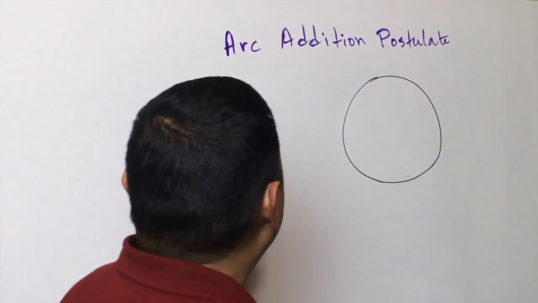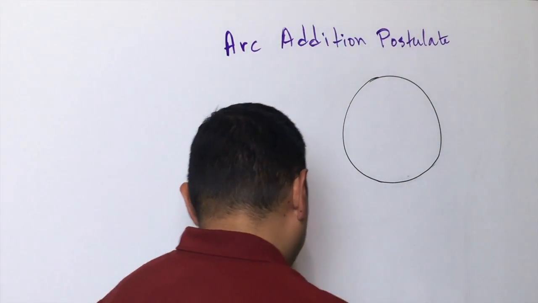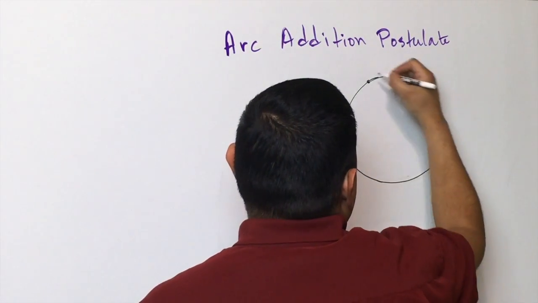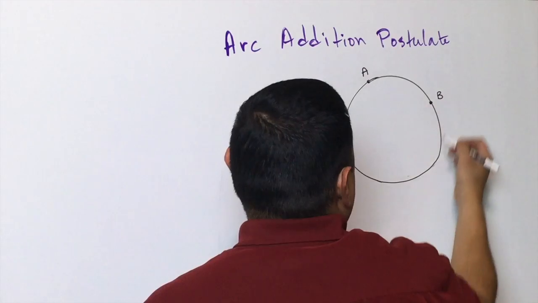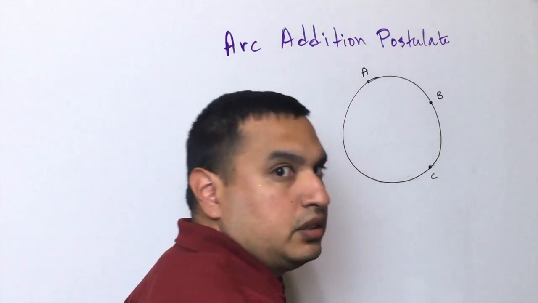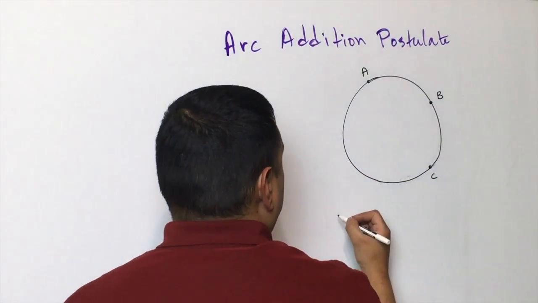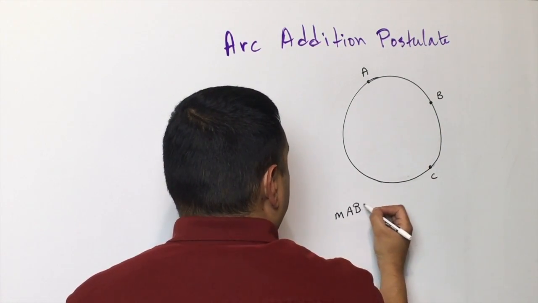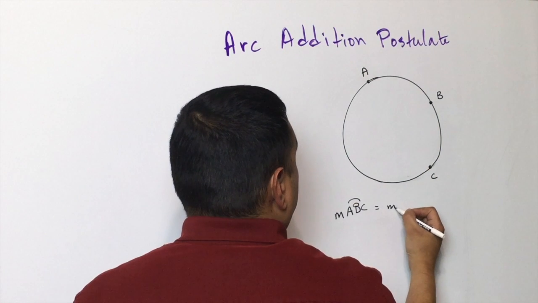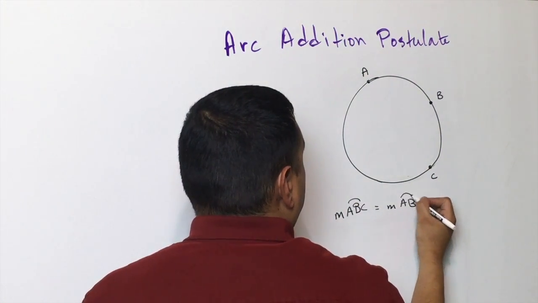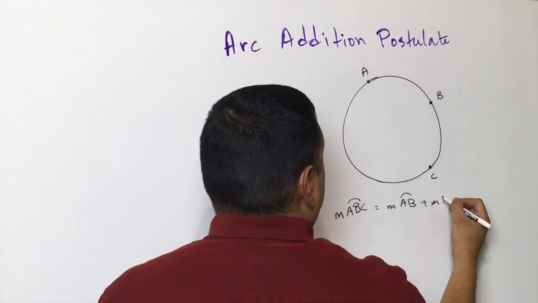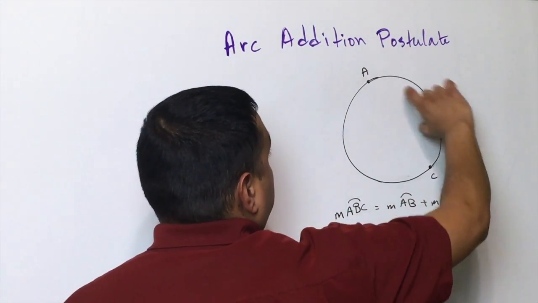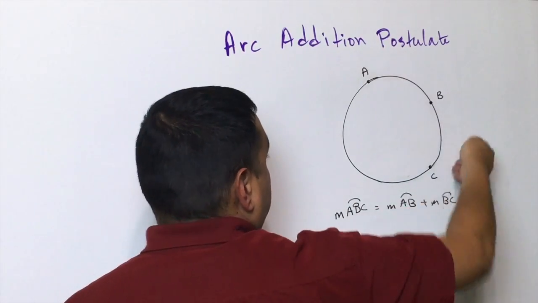Now we're going to talk about what's called the arc addition postulate. It simply says that if I have 2 arcs here, call this one AB, and we'll put another point here, we'll call that C, then the measure of arc ABC is going to equal the measure of arc AB plus the measure of arc BC. That just means that I can take these 2 smaller arcs and add them together to get the major arc.